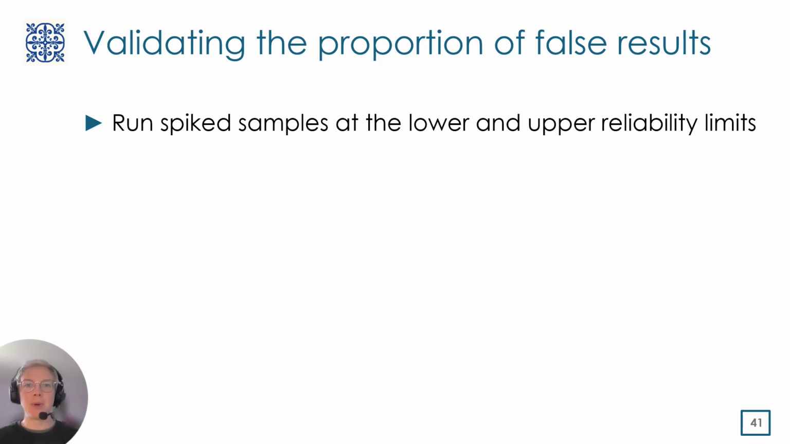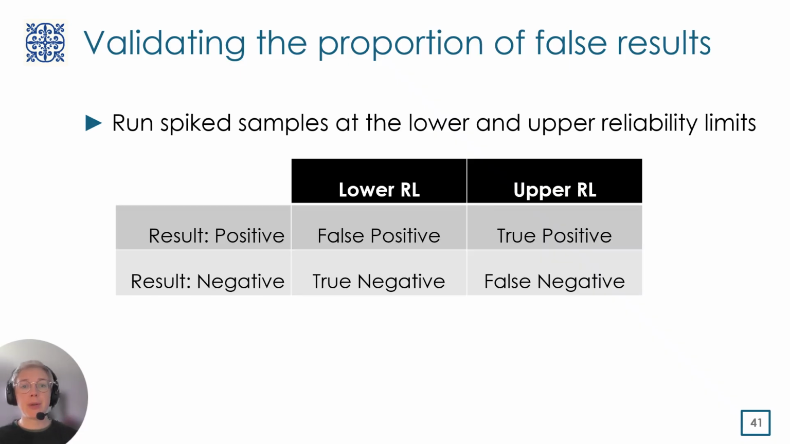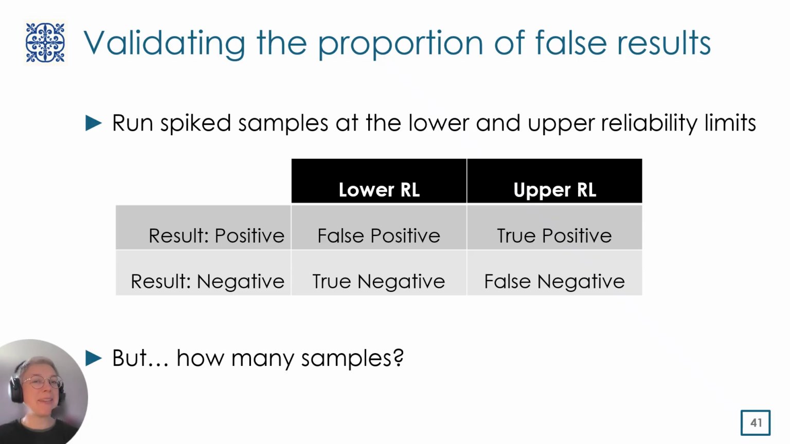So you spike samples, you analyze them, and at the concentration below your threshold, samples are going to be either true negatives or false positives. And at the higher concentration, samples will be true positives or false negatives. Sweet and simple, right? But how many samples should you spike at each concentration? And the answer to this question is annoyingly a lot of samples, like much more than you would think.